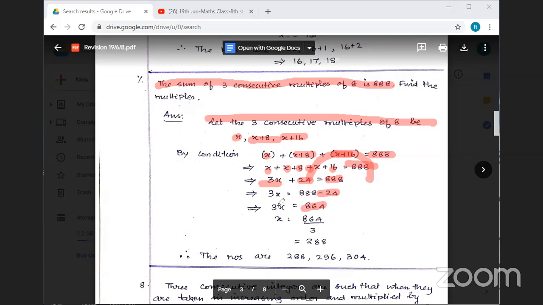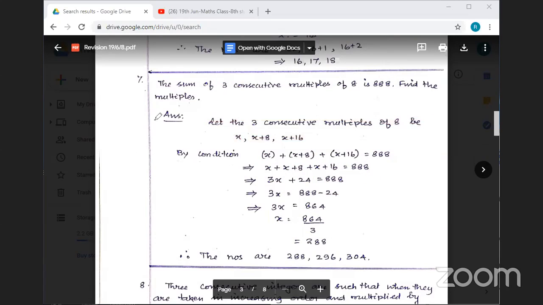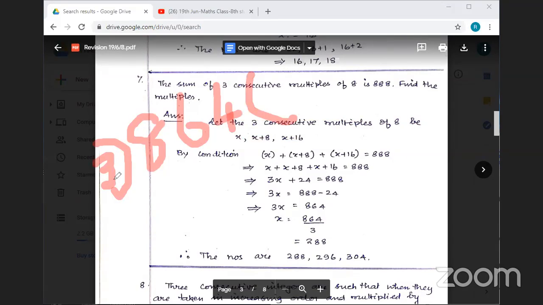864. Now, what will the 3 do? It will come and divide. 864 divided by 3. How can we do the division? Divided by 3. How many 3s are there in 8? 2. 2 3s are 6. Balance 2. Then the 6 will be taken down, 26.